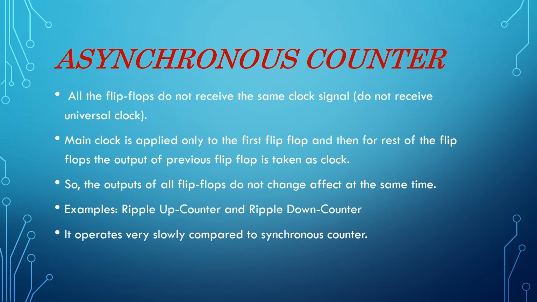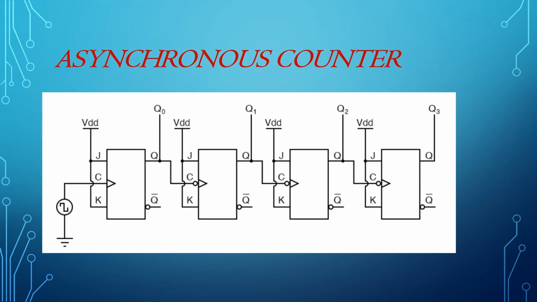And also in today's digital world, these asynchronous counters are not used anymore. Examples of asynchronous counters are triple up counter and triple down counter, and we will discuss this in the upcoming tutorials. And also I mentioned that it operates very slowly compared to synchronous counters. So this is the example of an asynchronous counter.